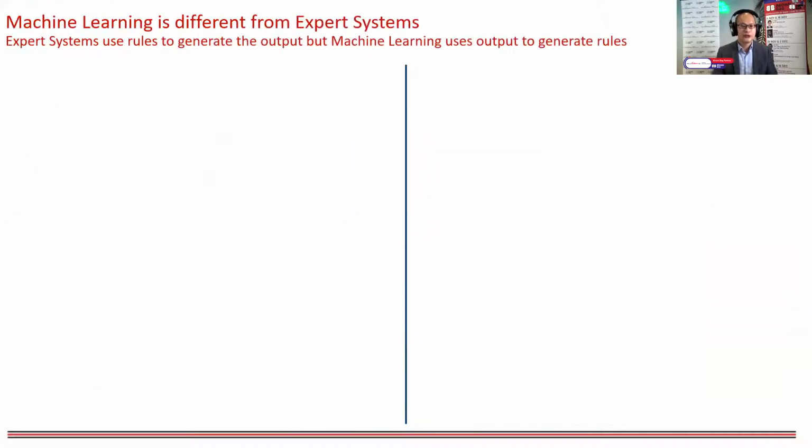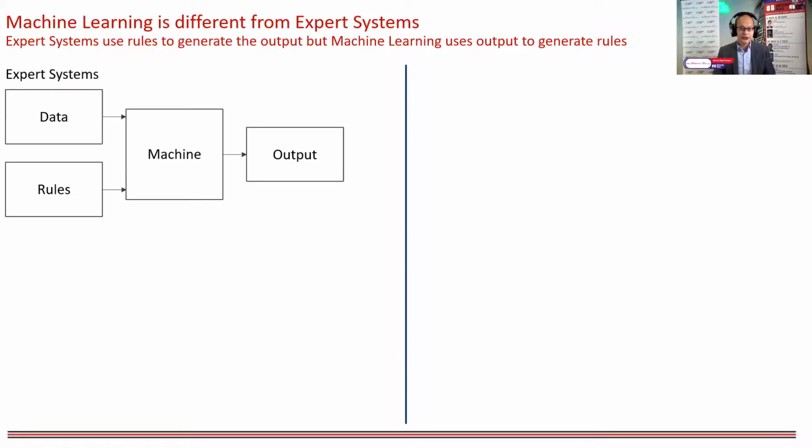First, we have expert systems. For expert systems, primarily, you have a domain expert that comes up with these rules. So firstly, you have a domain expert with the rules that are being generated. You have the data as well. These are fed into the machine and you generate a certain output.